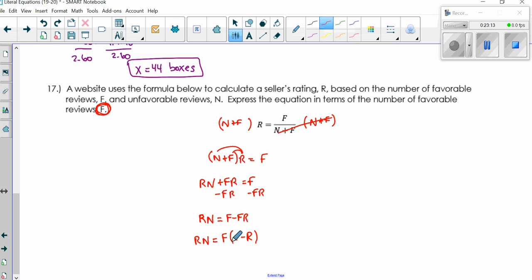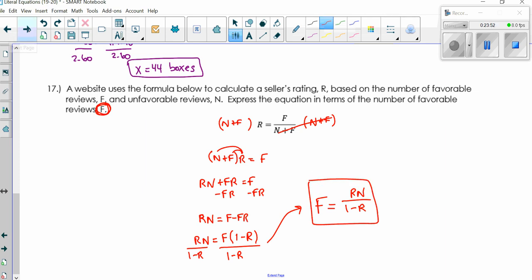Because I've factored, I've created multiplication. If I want to undo multiplication, I divide. I want to get F by itself, so I want to get rid of this 1 minus R. So I'm going to divide both sides by 1 minus R. That's going to leave me with F equals R times N divided by 1 minus R. Notice that F is by itself. There are no terms over here with an F. Again, I cannot cancel out these R's because then I would not be changing this 1. So this would be my final answer.